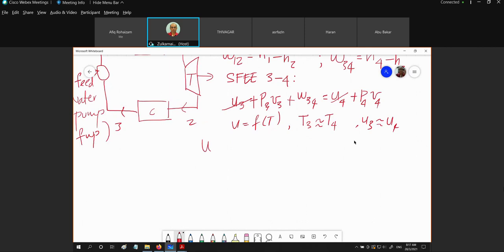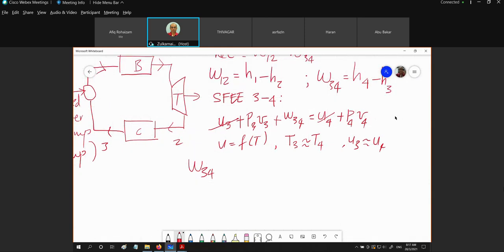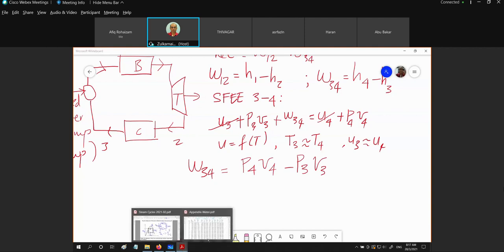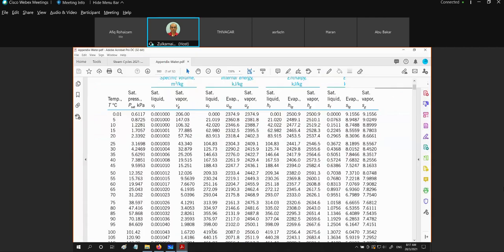So, the W34, if we use this formula, which is the difference in enthalpy, we can also use this formula derived from the basic equation of SFEE. So W34 is equal to P4V4 minus P3V3. And I've shown that V3 for water is equal to Vf at the given pressure, and the first three decimal points will show us the same value.